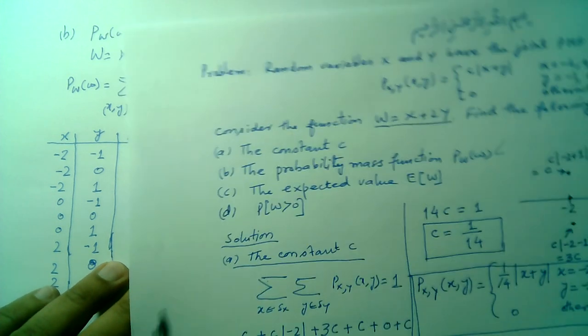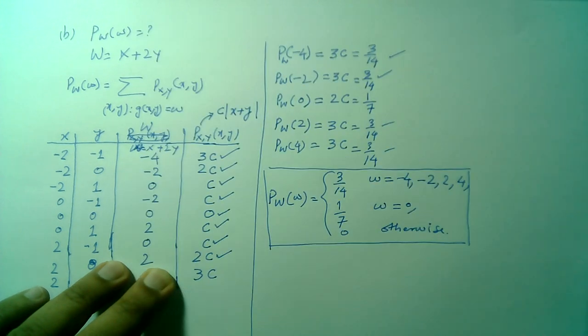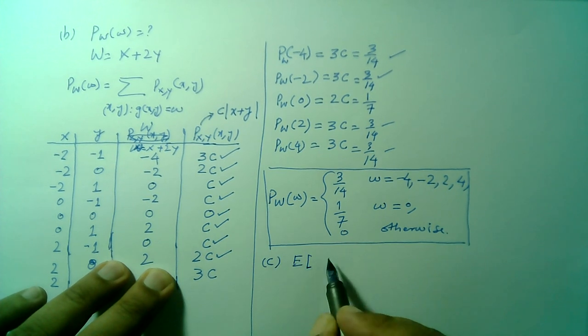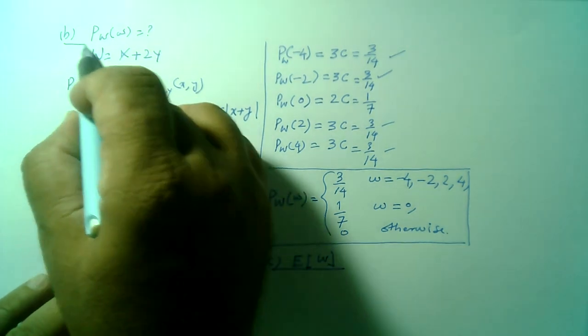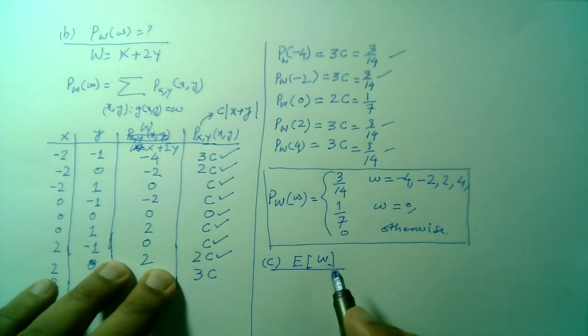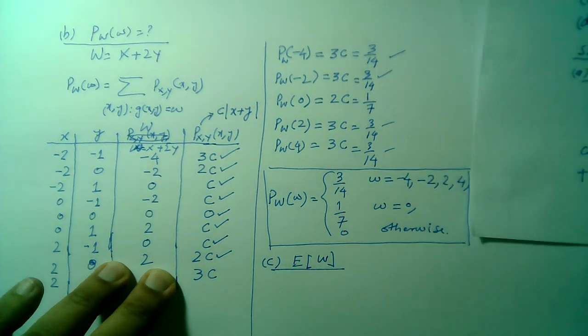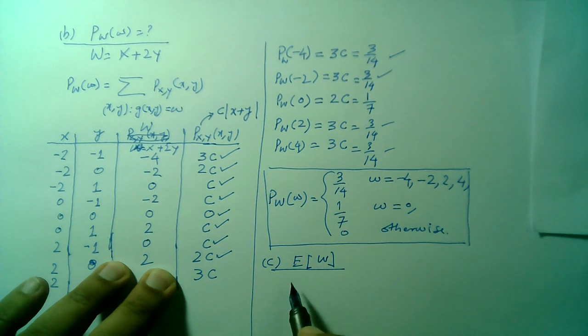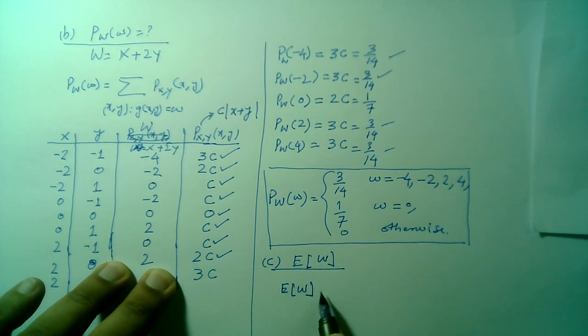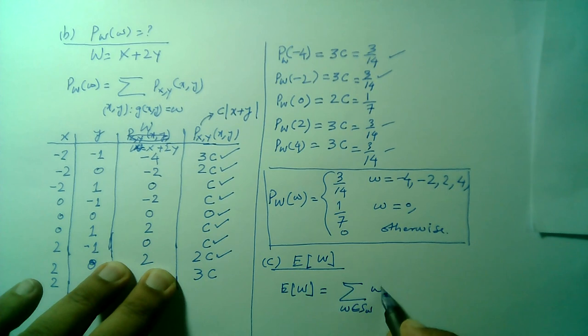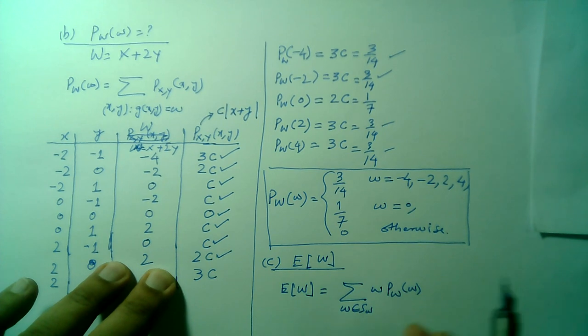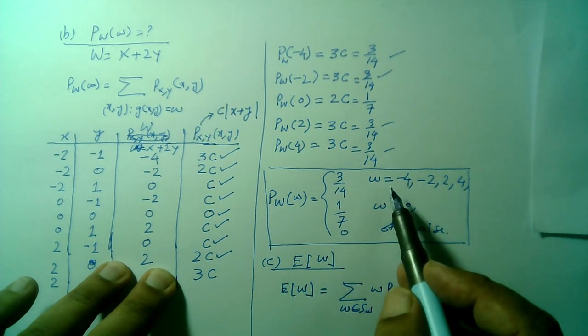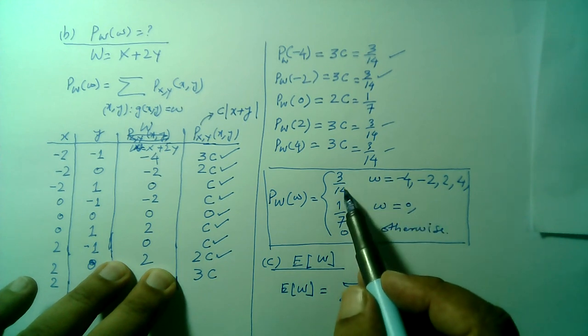So next is the part of the problem, part C: the expected value of W. We have already done with part B here, right? So the expected value of W is a summation of the product, w for w in S_W, w multiplied by p_W of w, right? So for all these values, this product we need to sum together. For all the values of W we need to multiply the corresponding probability, then add them together.